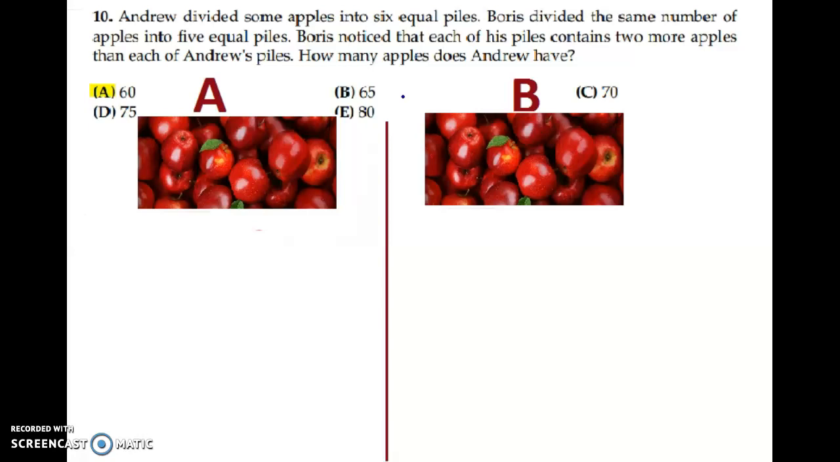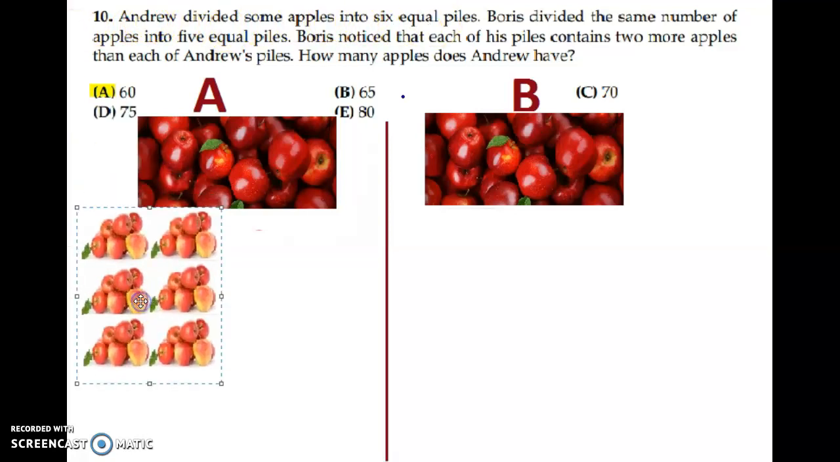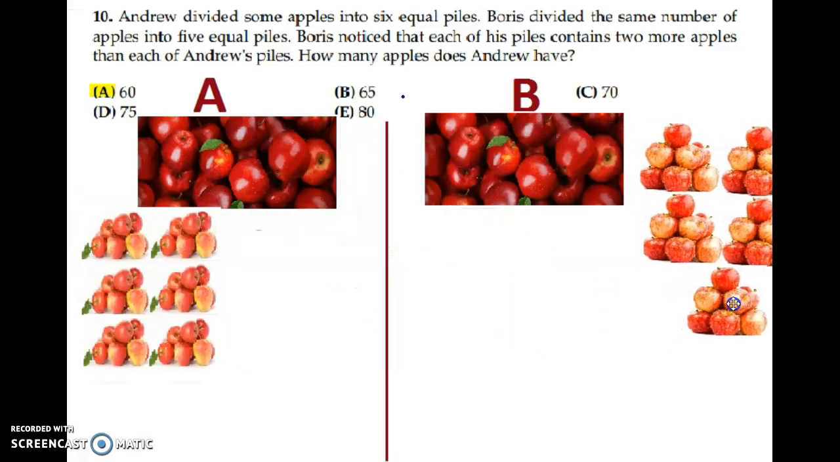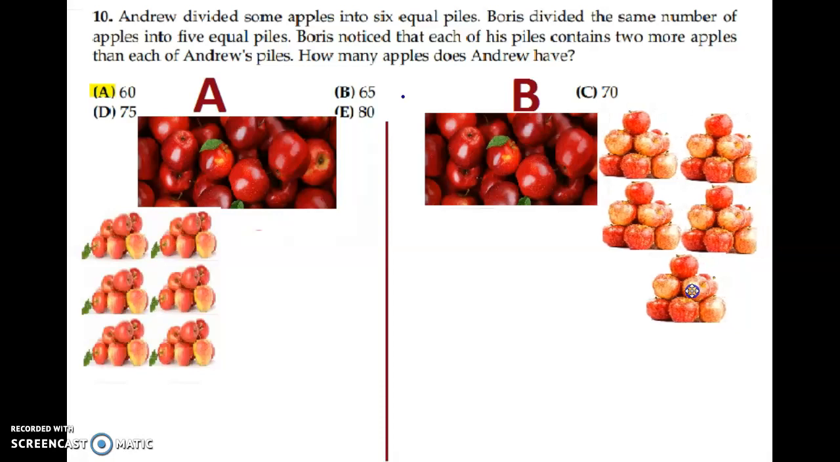So for this question, we have two friends called Andrew and Boris. Andrew divided some apples into 6 equal piles, right? So he has 6 equal piles. And Boris divided the same number of apples into 5 equal piles. Now obviously, if he divided them into lesser piles, his piles will have more apples in them.